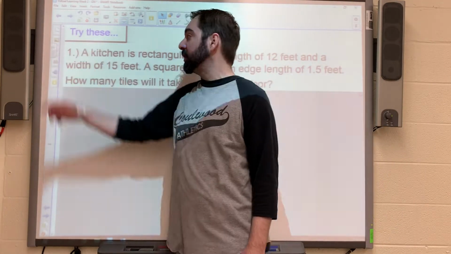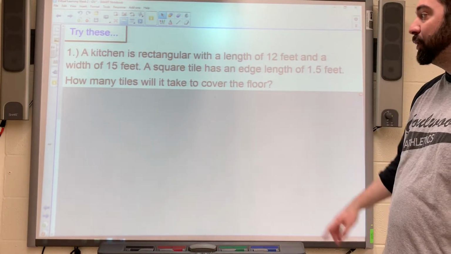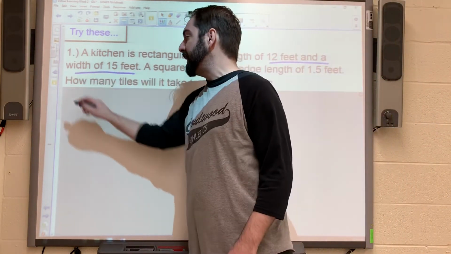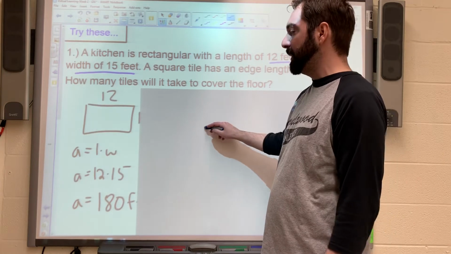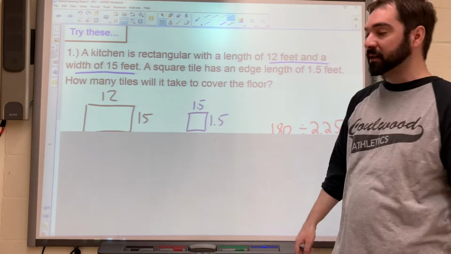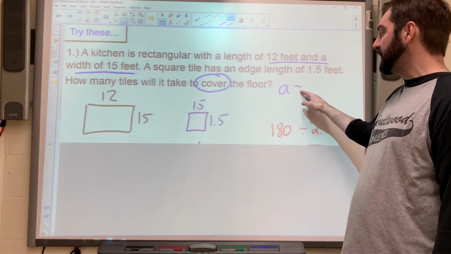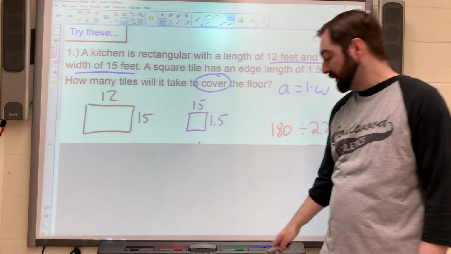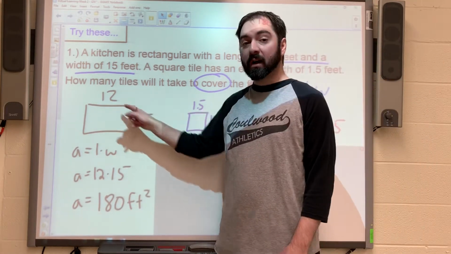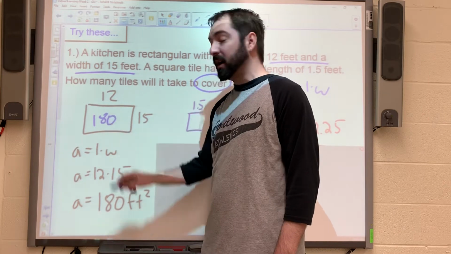So at this point, you should have tried these two problems. Let's take a look. The first one, a kitchen with a rectangular room with a length of 12 and 15. Okay, well, I think to myself, maybe I should draw a picture. So right here, I got my picture of this. It talks about square tiles, so the second part I did was draw out my square tiles. Again, it talks about covering the floor. Well, automatically, I know this is going to be an area problem, length times width. To find the area of the big room, I took my length and width, 12 times 15, and I found out the inside area of this room is 180 square feet.